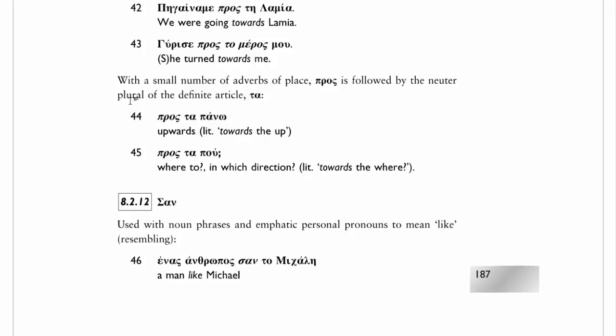With a small number of adverbs of place, προς is followed by the neuter plural, meaning no gender, neither masculine nor feminine, plural of the definite article, τα. Προς τα πάνω, upwards, literally towards the up. Προς τα πού, where to, in which direction, or towards the where.